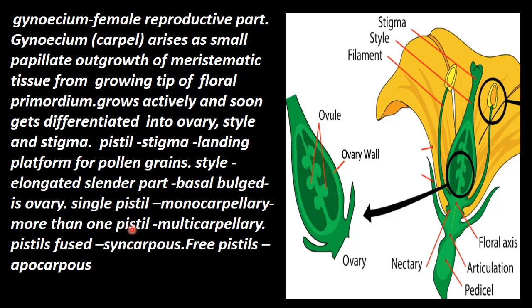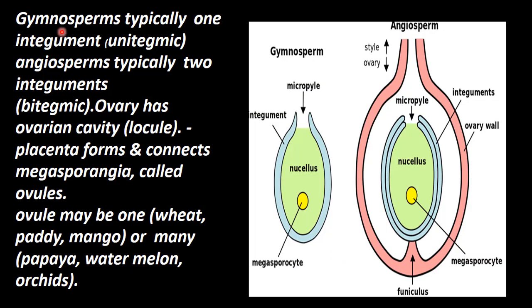If in a flower there is a single pistil, it is called monocarpellary. If more than one pistil is there in the flower, it is called multicarpellary. If many pistils are there and they are fused together, then it is called syncarpous. If they are not fused and all pistils are free, then they are called apocarpous. Okay.